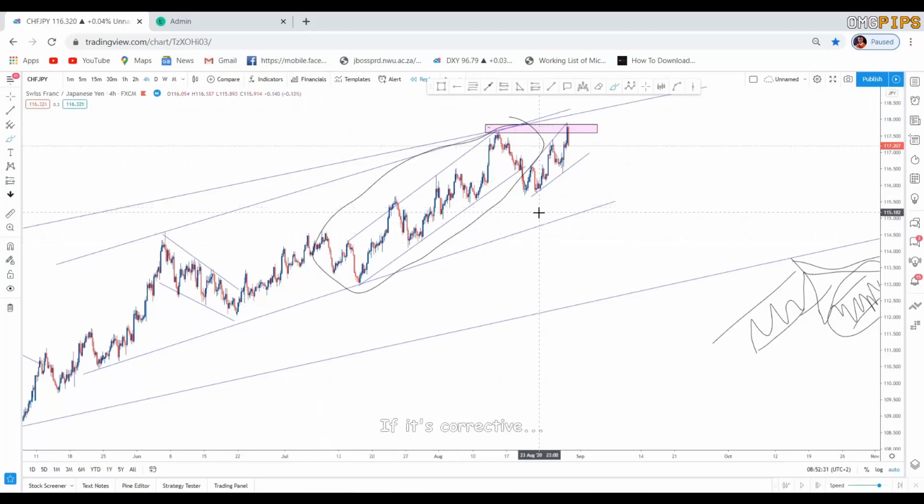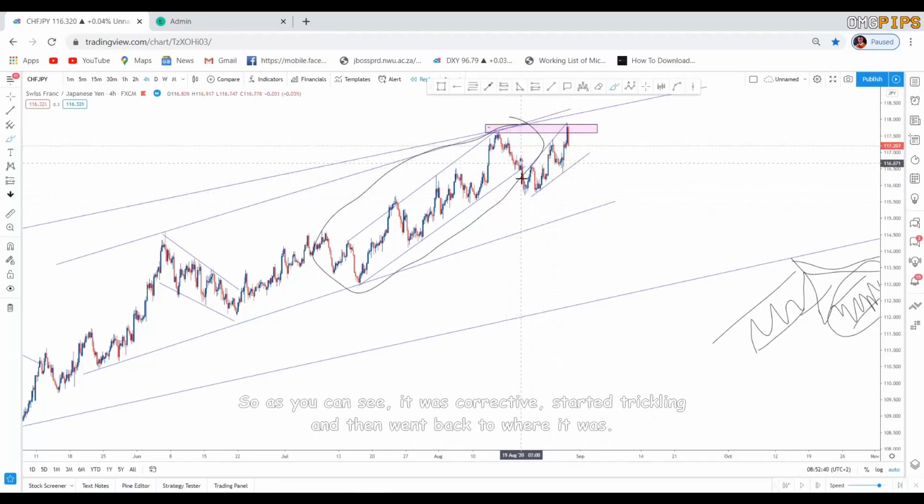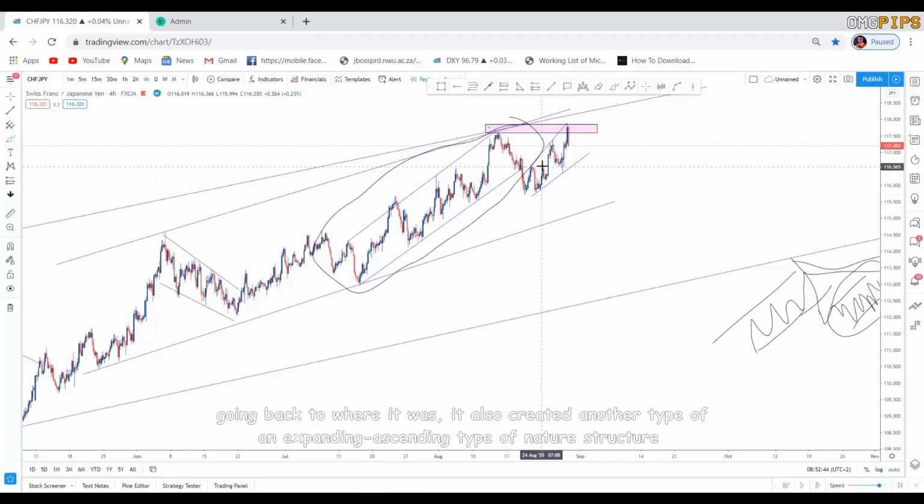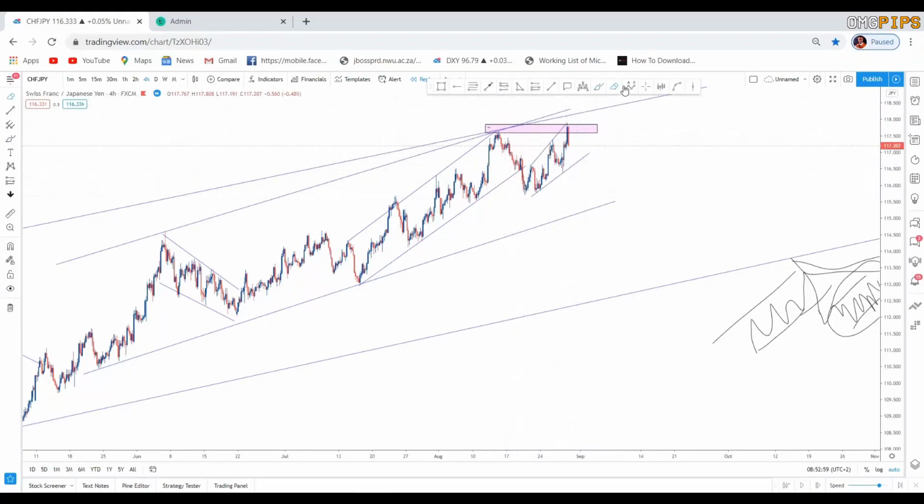If it's corrective, there is a high chance, meaning there is 95% that it's gonna turn back to where it was. The same as here. As you can see, it was corrective, it started trickling, and then it went back to where it was. But going back towards where it was, it also created another type of an expanding, ascending type of nature structure to complete a double top type formation right here. As you can see, this was a double top type formation. The second leg, this was the first leg.